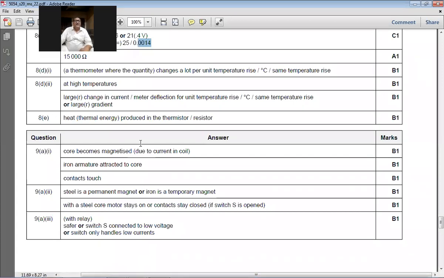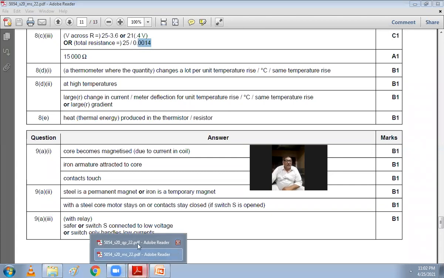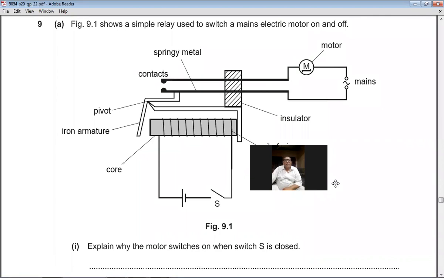It says the heat, thermal energy produced in the thermistor or resistor. So thermal energy is produced in the thermistor because when the current flows through the thermistor, electric energy is converted into heat. So that was question number 8. We are done with question number 8, and now we are starting question number 9. Here we go.